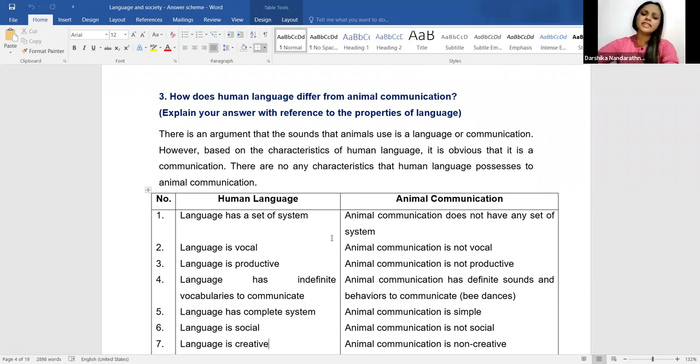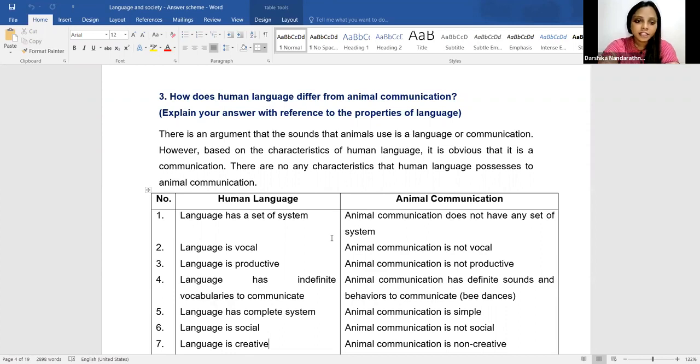Do we ever say animal language? The human language, human communication, that is okay. What about animal communication? That is okay. What about animal language? We don't use that term.